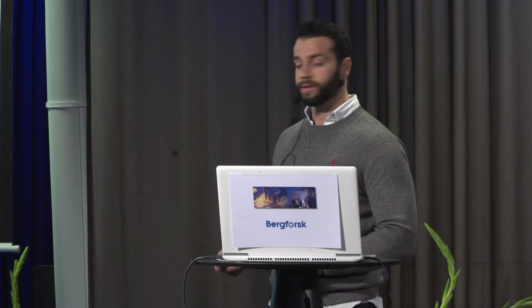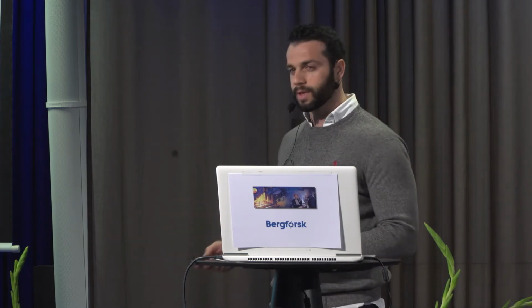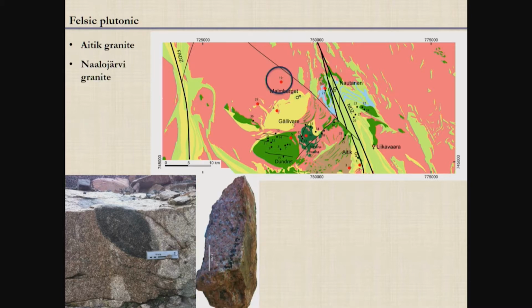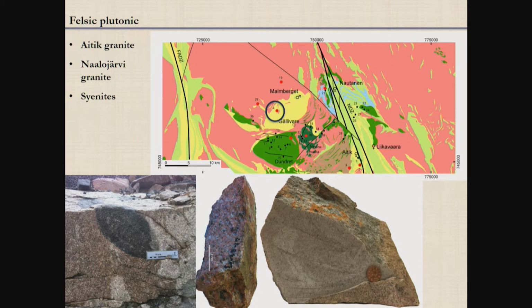And from our investigations, we found that we have slightly different rock types. For example, this one in here is deformed and has a different character and different age. And then we have some more of this pink type granitic rocks, which we have called the Nalujärvi granite. And of course, we have some cyanite. So you see we have quite different rock types in the area that were not known before.